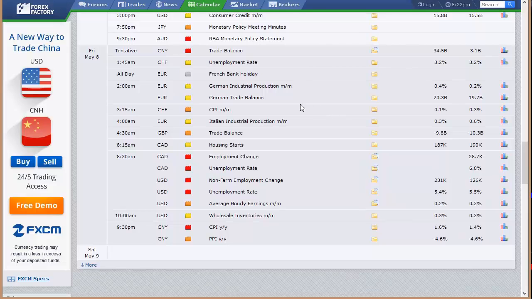France goes on holiday for Friday. German industrial production and trade balance, CPI out of Switzerland. Italian industrial production, trade balance out of the UK, that's a big one for the pound. Housing starts, unemployment rate out of Canada. U.S. also our unemployment rate. So this is another one of our big three. So we'll be half size ahead of Monday, Tuesday, and Friday this week because of data and holidays. Wholesale inventories, and then China releases their CPI and PPI Friday night.